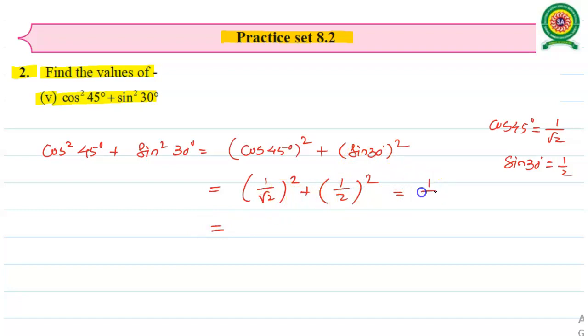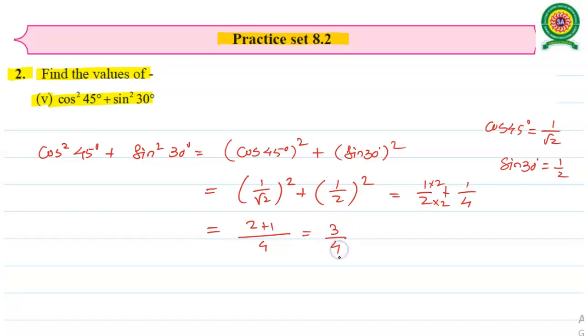1 upon root 2 the whole square: we have 1 square is 1, root 2 square is 2, plus 1 square is 1, 2 square is 4. So the LCM is 4. 2 2s are 4. So multiply and divide the first rational by 2. 2 ones are 2 plus 1, we have here 3 divided by 4. So the value of cos square of 45 degree plus sine square of 30 degree is equal to 3 divided by 4.